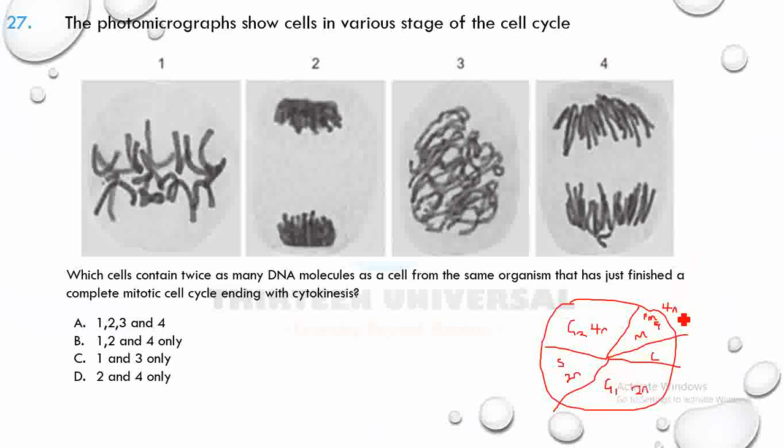At the beginning of cytokinesis, it's still 4N, though by the end of cytokinesis it will reduce to 2N. So all of these stages are in mitosis, so they will all have double, 4N, because they're asking which cell contains twice as many DNA molecules. So all of these are mitosis, so they are all doubled. The answer is A, all of them.